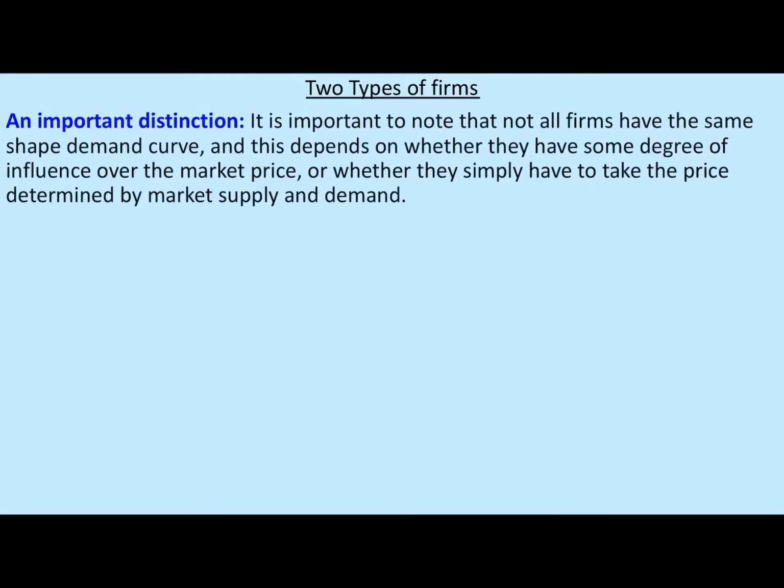Moving on then, we need to know that there are two types of firms that each have slightly different ways of looking at their revenue. Not all firms have the same shaped demand curve. Whilst in industries and markets in general, demand curves are downward sloping, different firms might have different shapes of demand curve within that industry. This will depend on whether they have some degree of influence over the market price, or whether they simply have to take the price determined by market supply and demand.